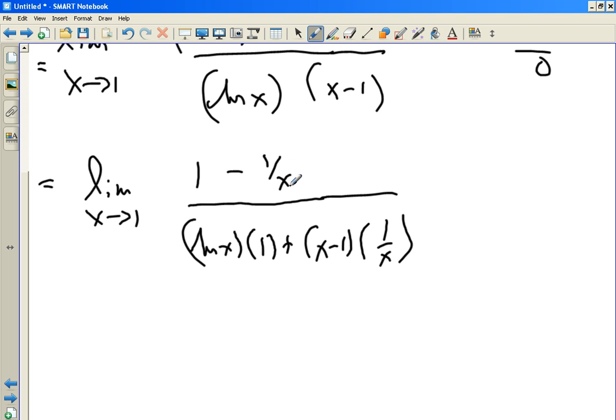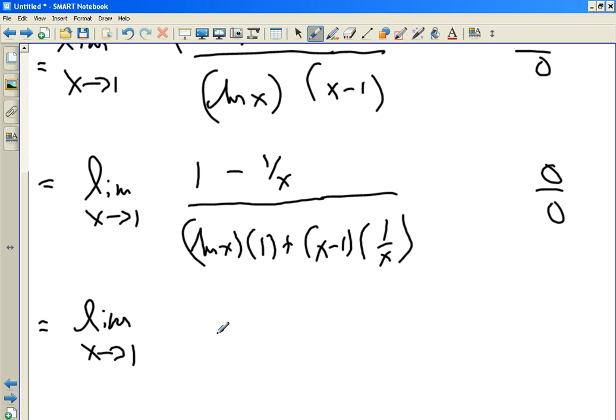1 over 1, 1 minus 1, 0 over 0? Yeah, 1 minus 1 is 0 times anything is 0. Ln of 1 is 0 times anything is 0. 0 plus 0 is 0. Yeah, this is still 0 over 0. It didn't change. So what do we do? Do it again. L'Hopital's rule.